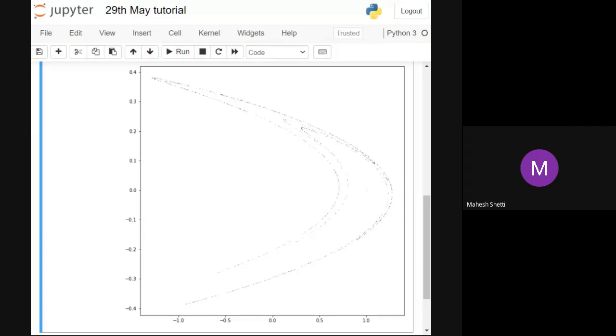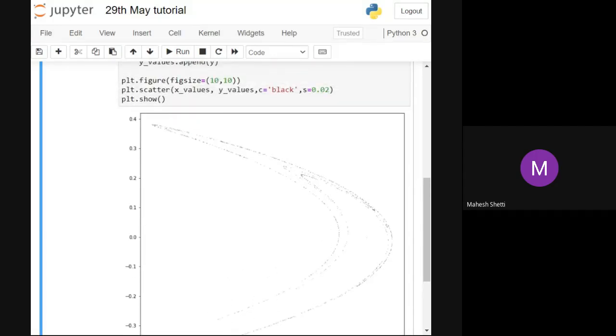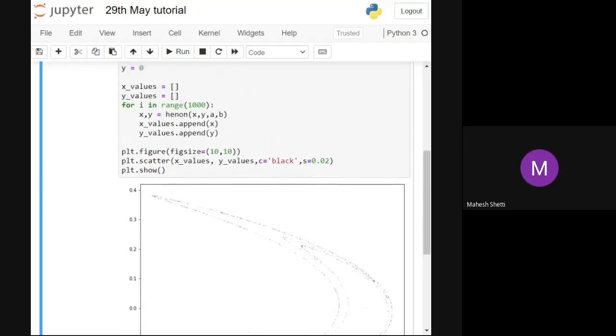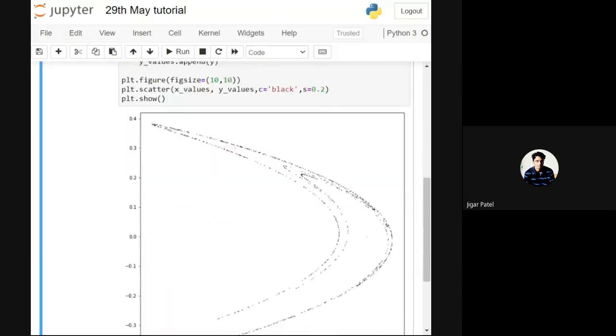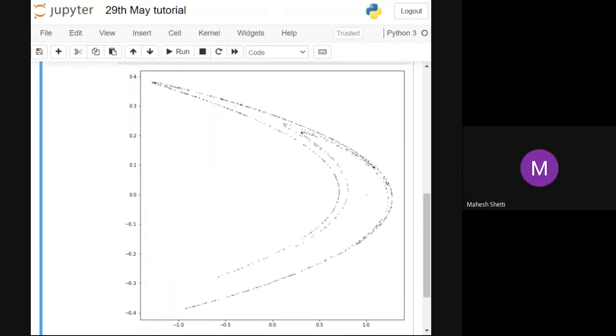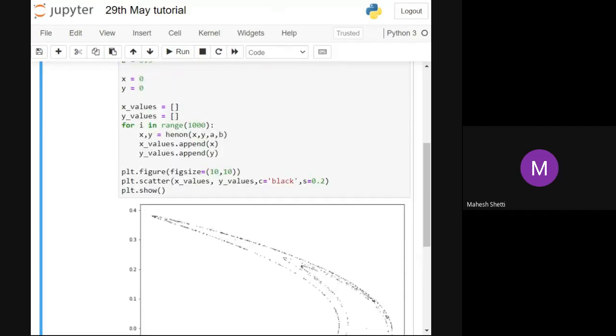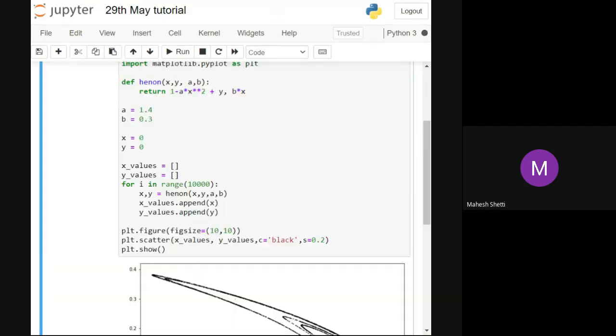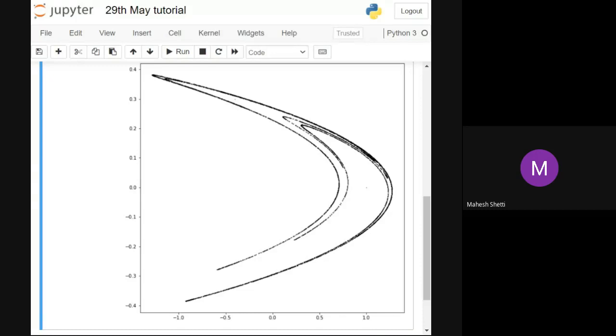Can you make S larger? In the scatter S, you make 0.1 or so. So you see, there are only 1,000 points, but they are all distributed along this particular curve. Now, if you make it 10,000, just see what happens. The density of the points increases. So points are basically taking places in between.